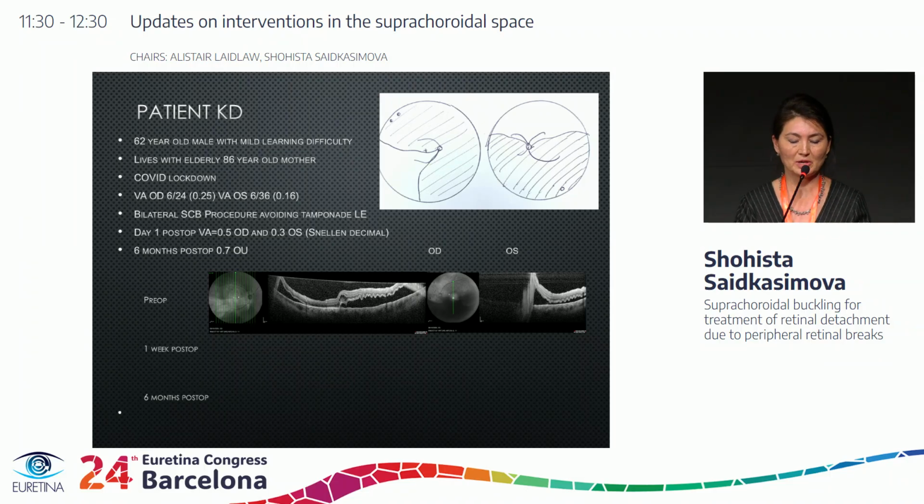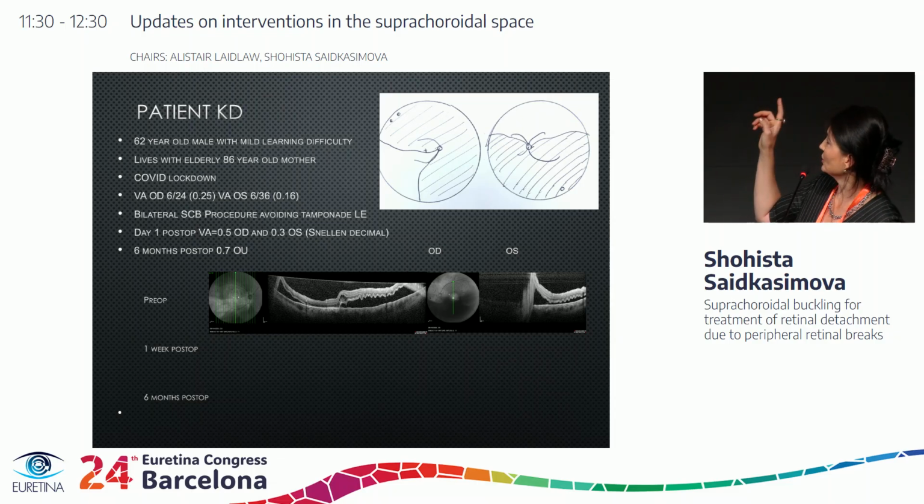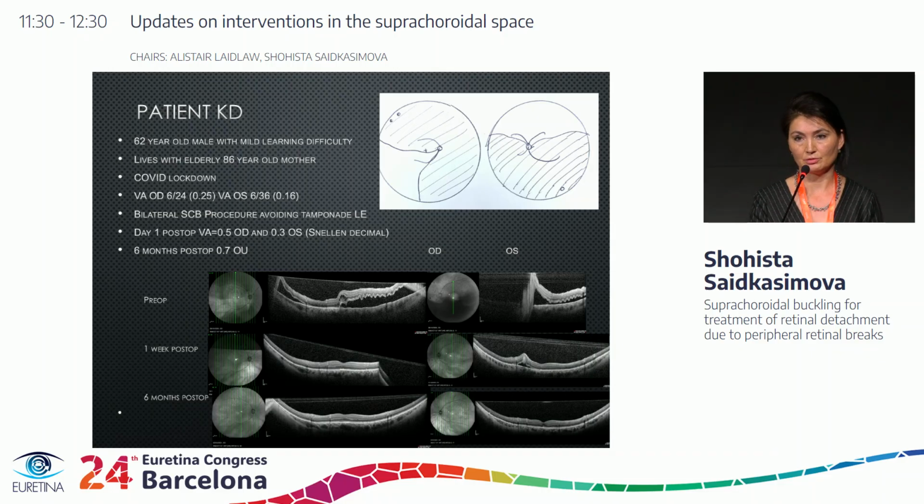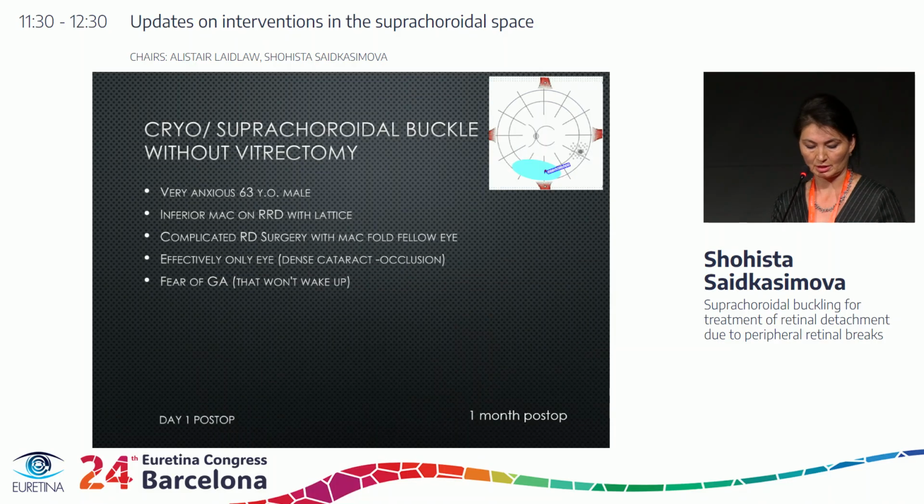So this is an example of a patient who presented to us during COVID with bilateral retinal detachments. He was the carer of his elderly mother, so we wanted to treat it in such a way that would give him immediate recovery. And also the general anesthetic was a big problem during COVID times. So we did a small suprachoroidal buckle in his left eye and just used a small bubble of air in the right eye. He had a quick recovery without the need for long-acting gases and positioning. So he was still independent and mobile and was able to continue his normal care and activities.